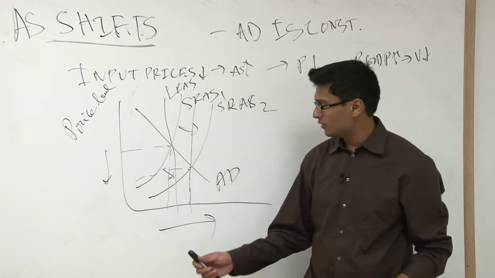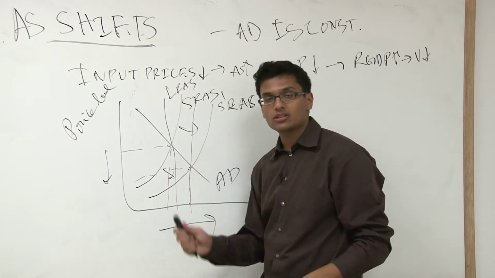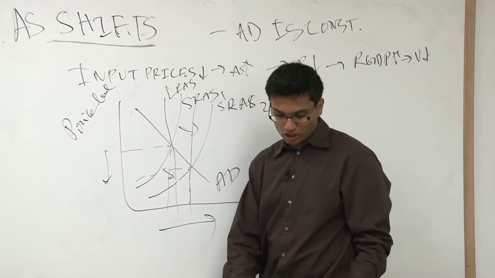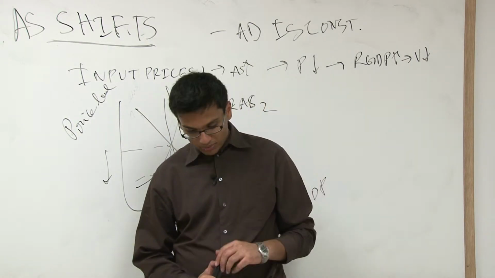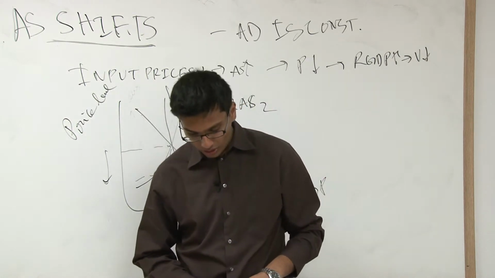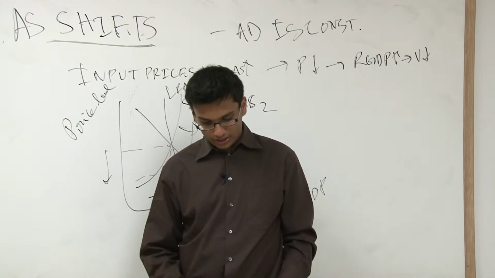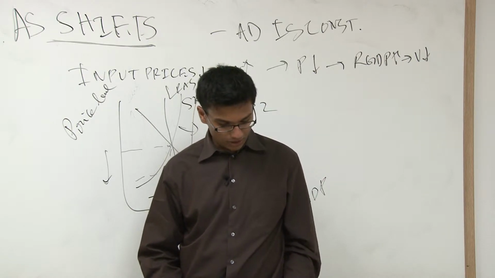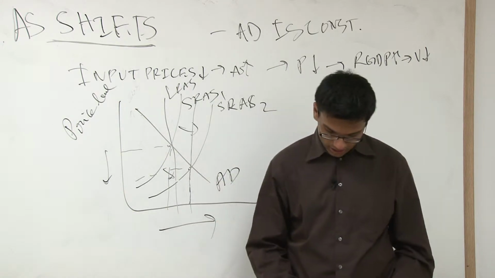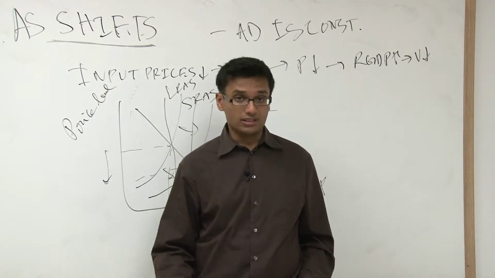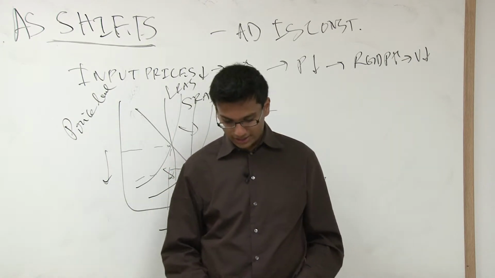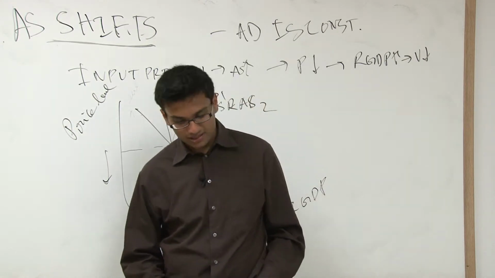If it's temporary, obviously stick to the fact of only shifting SRAS, don't shift LRAS. If it's permanent, then you know that you can shift. Remember the reasons why you can shift LRAS permanently are the availability of resources, technology, and productivity, as well as policy incentives. Those are the long-run shifts. All right, so let's get down to business about shifting AS down.